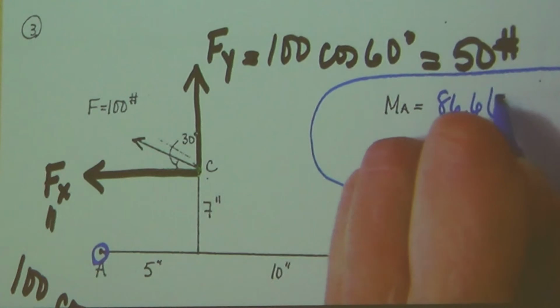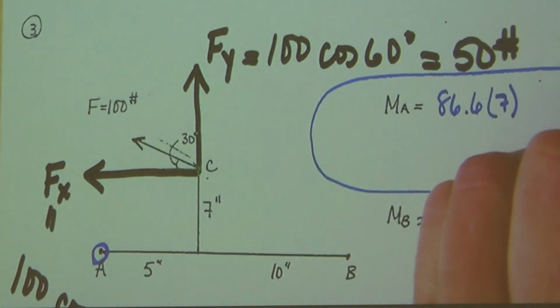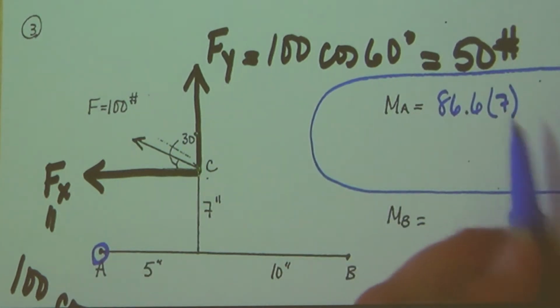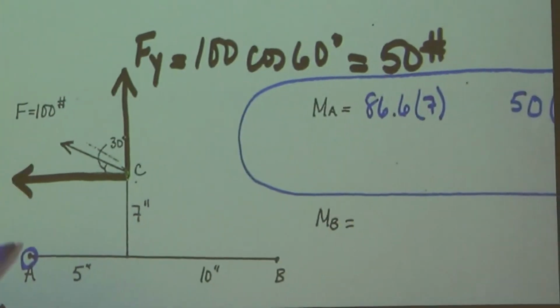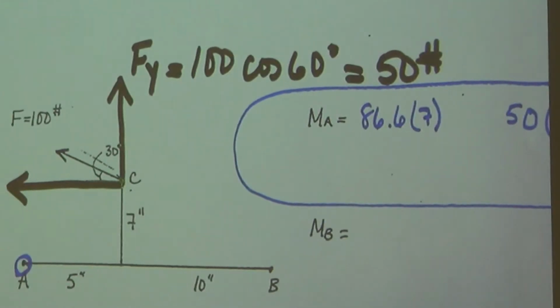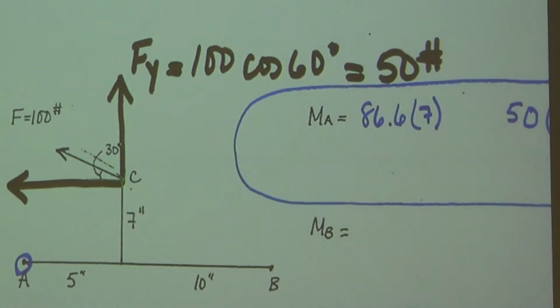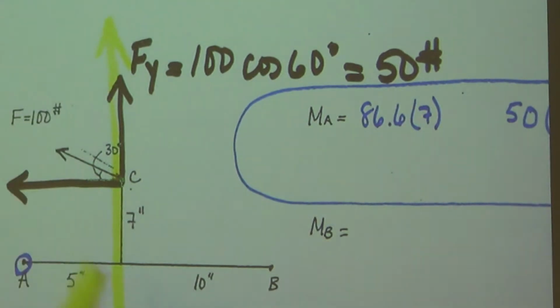7. Right. And then Fy, notice I'm not putting any signs yet. 50 times, what's the perpendicular distance to A? Perpendicular distance to A, yes, 5. So everybody look up here. This force Fy goes all the way up, right? So the perpendicular distance is right there.